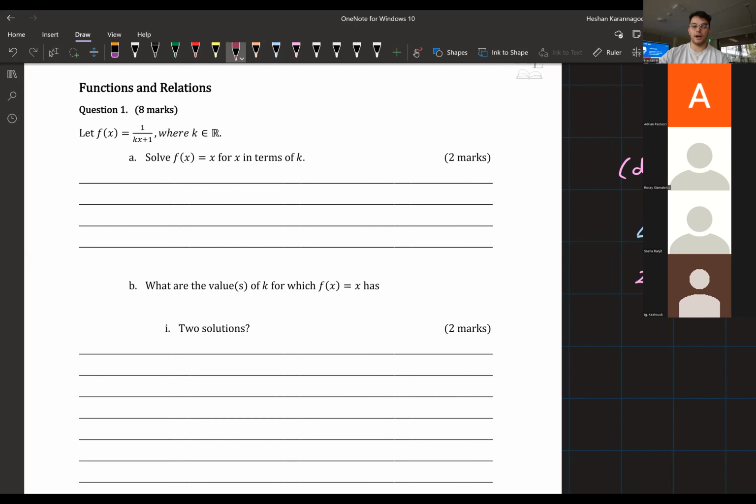Question 1 is 8 marks, and we have f of x is equal to 1 over kx plus 1, where k is an element of all real numbers. We can see in this question that we should be able to recognize this function as a hyperbola. The only unique thing about this hyperbola is that it's not a set equation. It actually has a parameter k. So k is the coefficient of x, and that would change the function in some way.